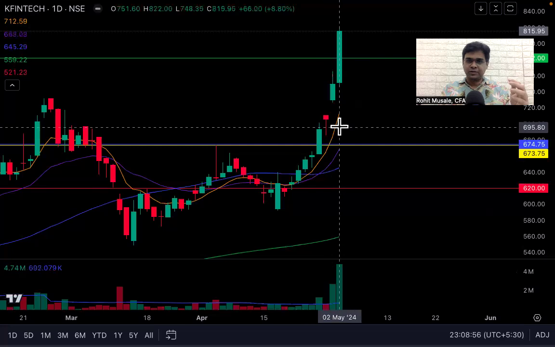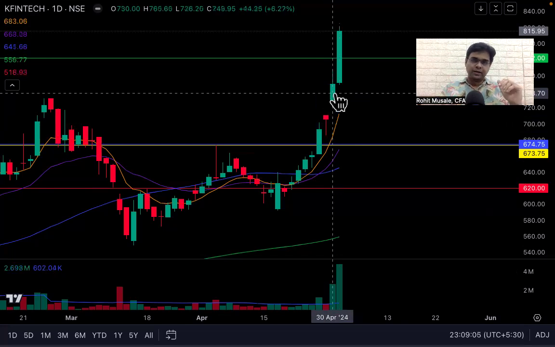And anyways, the price is above the orange line and the purple line. In fact, it is above all the moving averages. Technically, there is no reason to sell. The next day, it shot up 6.27%, which is like icing on the cake.